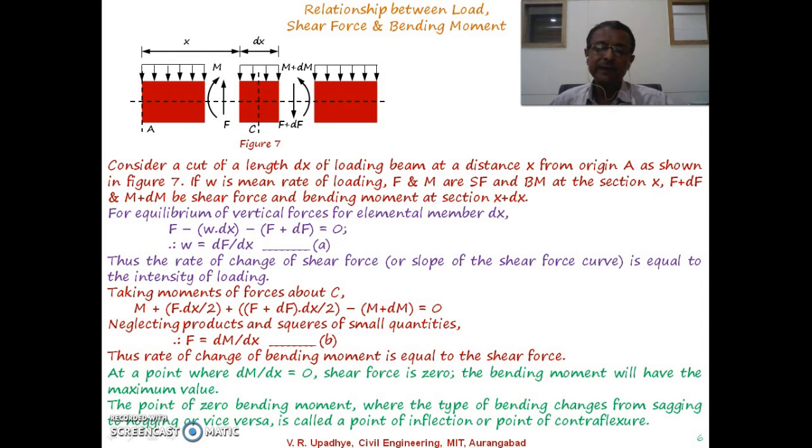One more discussion is the point of zero bending moment. So M is equal to 0. What it gives us is that the type of bending changes from sagging to hogging or hogging to sagging. That kind of point is termed as point of inflection or point of contraflexure. Generally we call it the point of contraflexure. So the point where bending moment is changing its nature from sagging to hogging or hogging to sagging is a point of contraflexure.